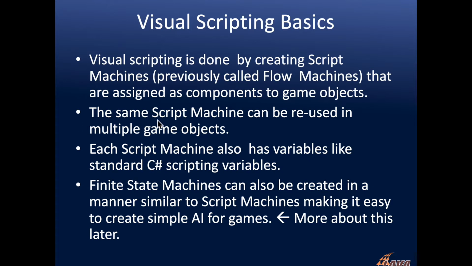I also just mentioned that the script machine can be reused in multiple objects. And each script machine also has variables, just like standard C# scripting variables. And then lastly, finite state machines can also be created in a manner similar to script machines. And it makes it really easy to make very simple artificial intelligence for your games. But we'll cover this later.